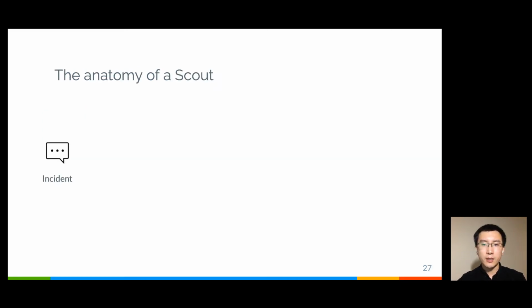The input of a Scout is the incident description. The description is a collection of texts describing the incident and related components. Next, the Scout extracts related components from the incident text via a configuration file. The configuration file contains the regular expressions that describe the naming convention of the related components, and this is the only information required from the operator.